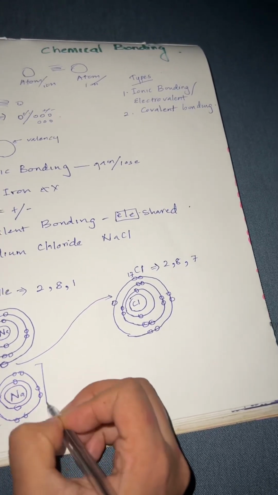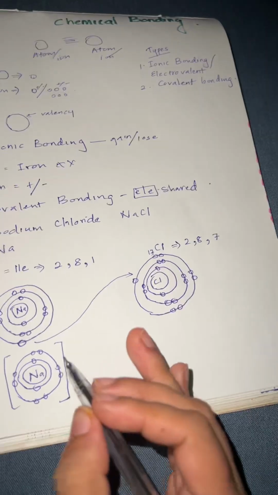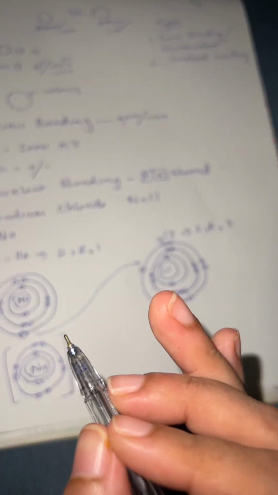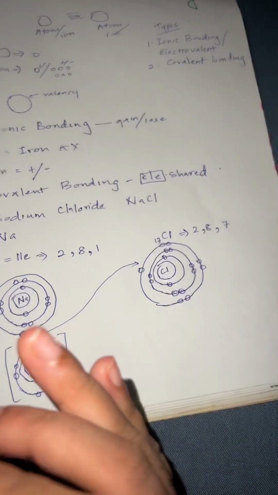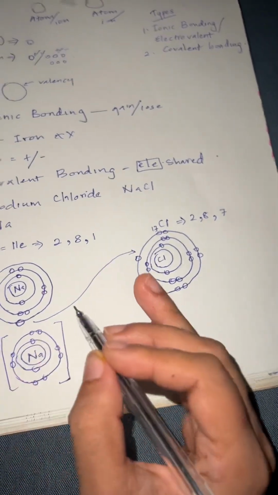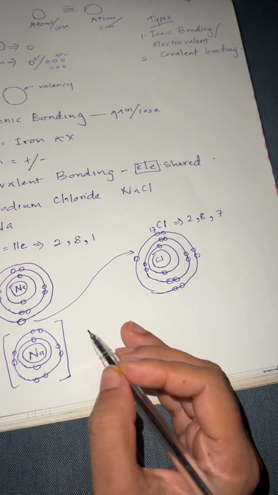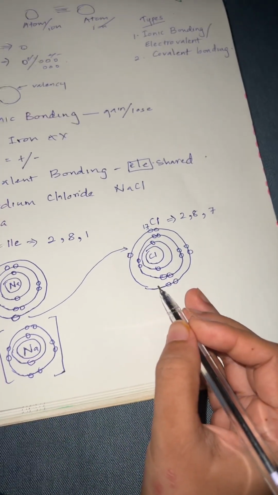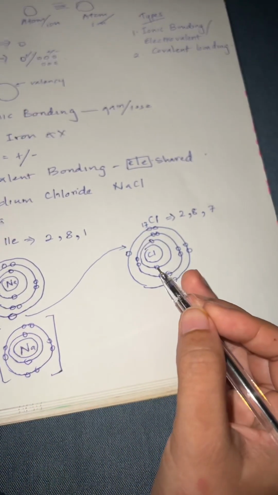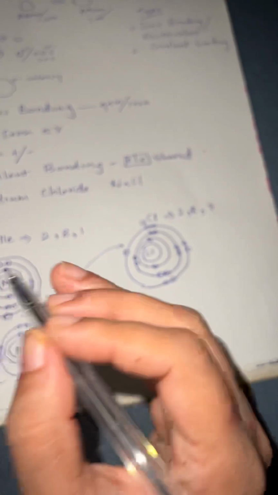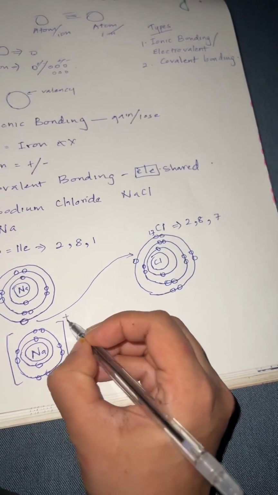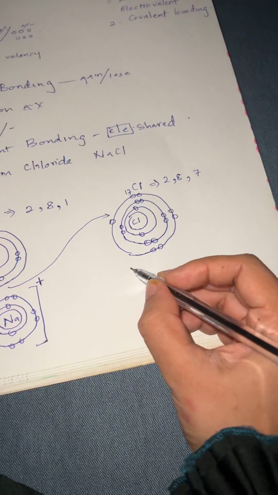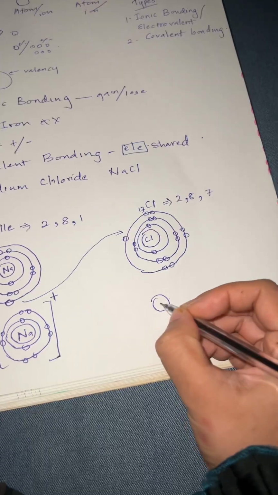When an electron goes away, electrons are negatively charged and our atom is neutral. Neutral means the same number of electrons and protons are available in an atom. So if a negative charge is being removed, that means the positive charge will be more. So we give a 1 plus, because 1 electron has gone. Meanwhile, the negative charge has increased on this side. You can draw this.